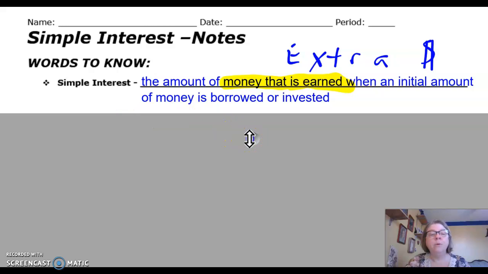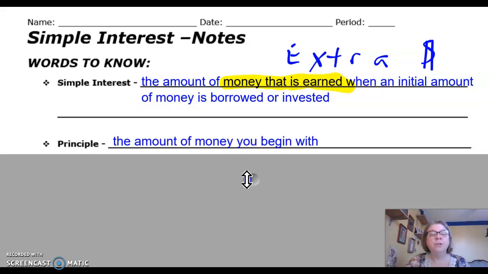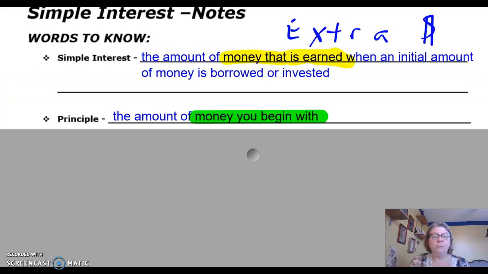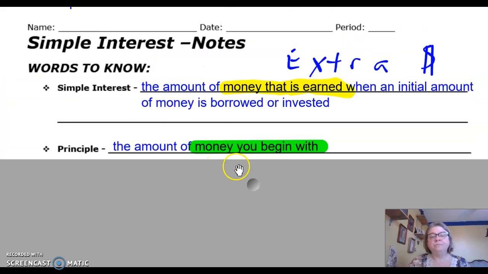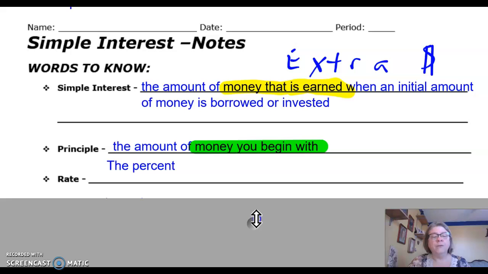Right now, there are 3 components that make simple interest. The first component is the principal. The principal is the amount of money you begin with. So the most important part of this definition is the money you begin with. You start with the principal, you put your money in the bank, and then you're going to look at a few other things.